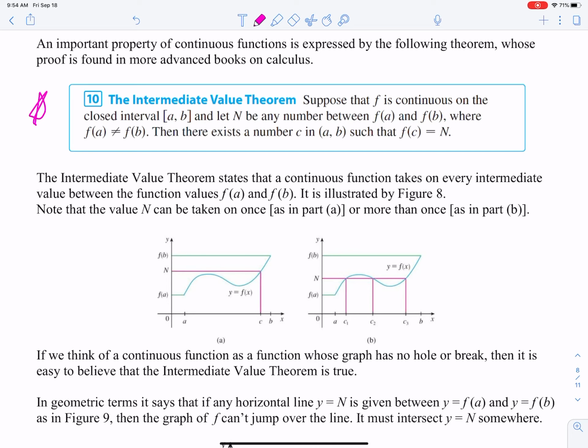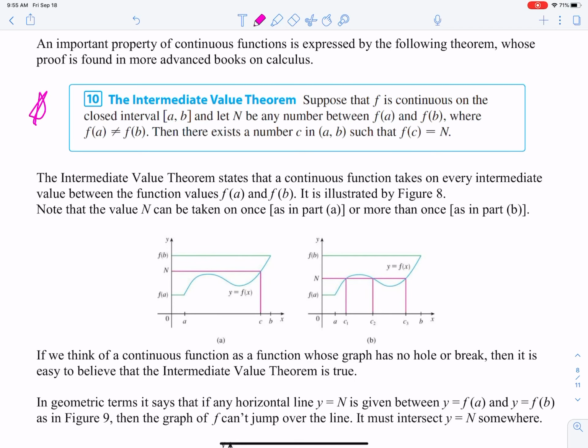Suppose f is continuous on the closed interval from a to b. Remember that interval from a to b are x values. And let capital N be any number between f of a and f of b. So that's between your y values, where f of a is not equal to f of b. Then there exists a number c in the open interval a, b, those x values not including the endpoints, such that f of c equals N. Okay? So you're like, huh?